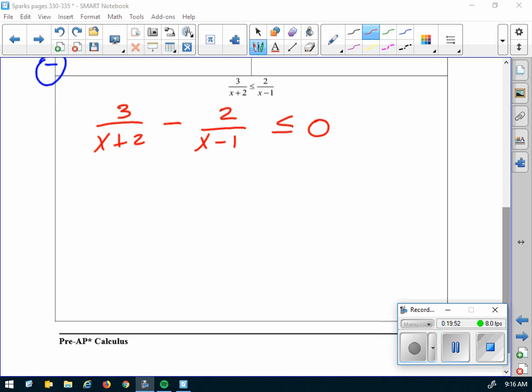Now we're going back to algebra 2. That has to be a single expression on the left side, not two fractions, one. Ah, common denominator. What is your common denominator? x plus 2 times x minus 1. Good.